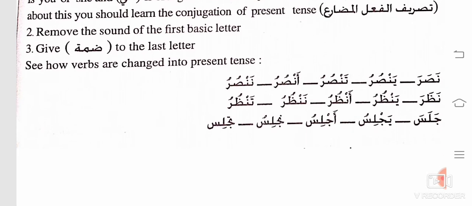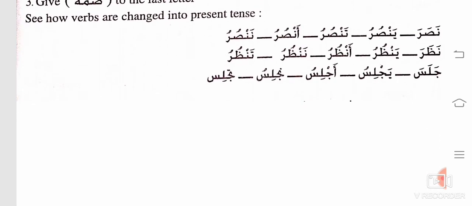So see how verbs are changed into present tense. Nasara yansuru, tansuru, ansuru, nansuru. Nasara is fi'il madi and the others are fi'il mudari. Here we have four letters in the beginning. Ya is there in yansuru, ta is there in tansuru, a is there in ansuru, and na is there in nansuru. That is also visible in the coming af'al, just like yanzuru, anzuru, nanzuru, tanzuru, and jalasa, yajlisu, ajlisu, najlisu, tajlisu. So the letters of present tense are available in all forms. So that's also over. We have learned how to make a fi'il mudari.